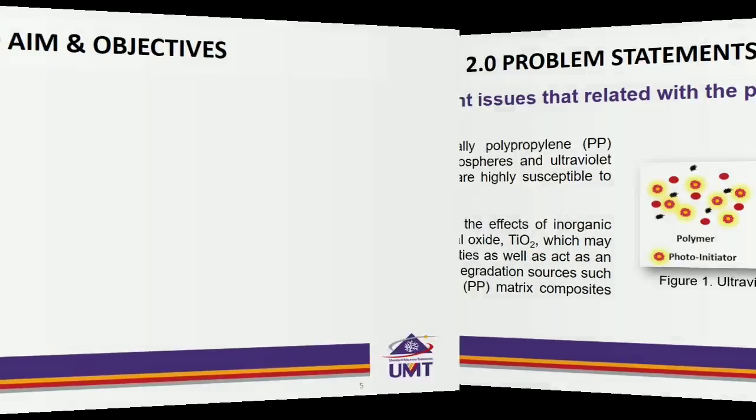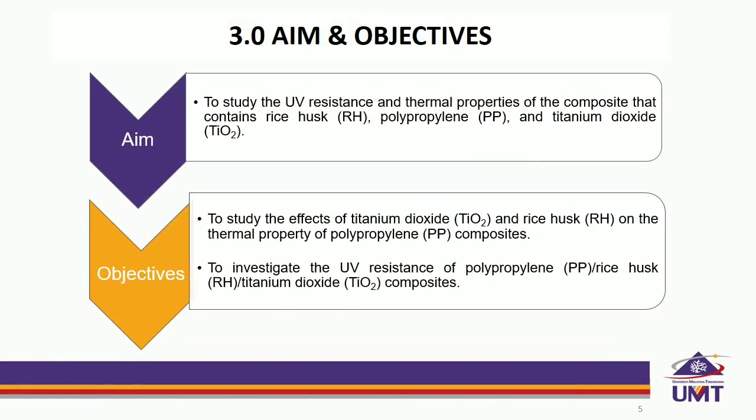Now we move to the aim and objective. The aim is to study the UV resistant and thermal properties of the composite that contains rice husk, polypropylene, and titanium dioxide. And the objectives are to study the effect of titanium dioxide and rice husk on the thermal property of polypropylene composite, as well as to investigate the UV resistance of the polypropylene, rice husk, titanium dioxide composite.